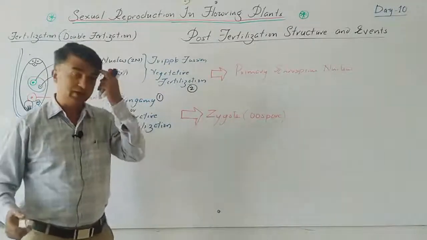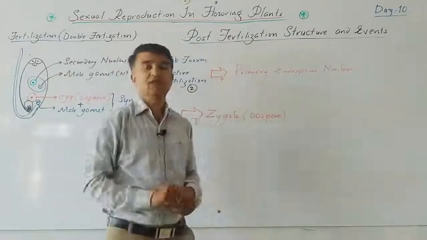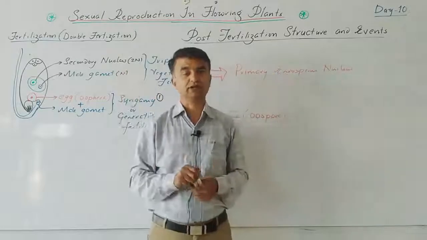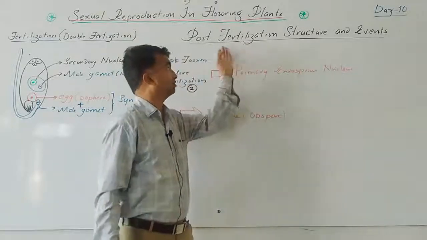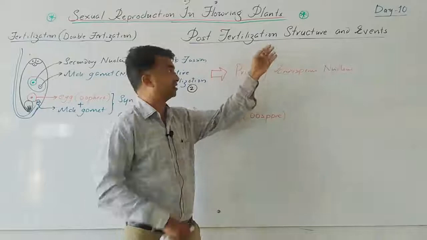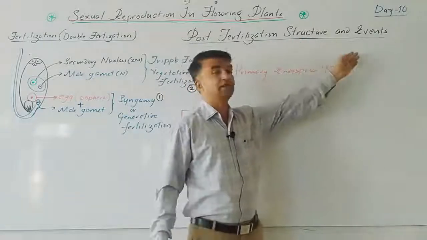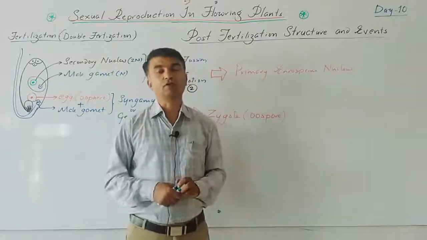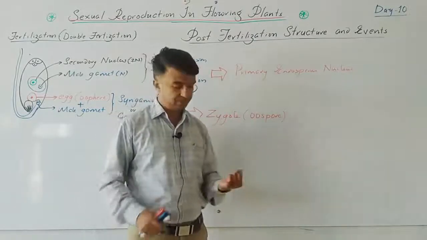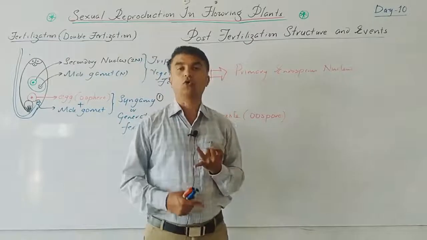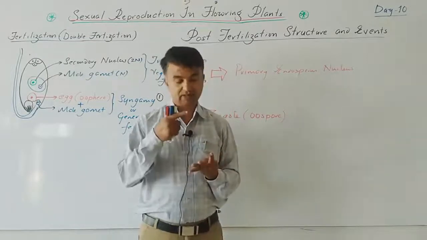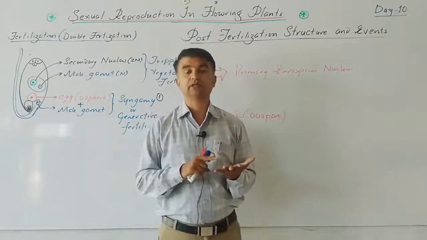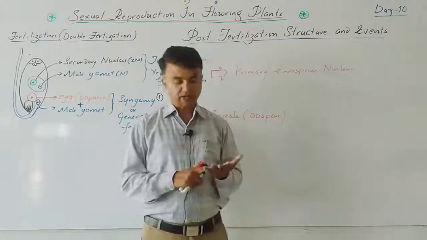Now after fertilization, the next topic is post-fertilization structure. In the last video we studied some chart on fertilization and post-fertilization structure and events. We will take this one. Briefly, one tabular column will come. After fertilization, the calyx, corolla, stamens, stigma and style will all fall off. They will wither. Now come to the internal structure.